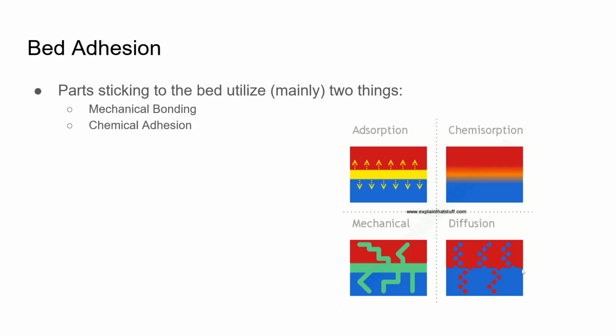Same with diffusion, right? Diffusion is where your particles actually swap. So some of the particles of the bed get diffused into your print, and some of your print gets diffused into the bed, and that's usually a strong adhesive bond, but that's also something we don't really want. So usually, adsorption and mechanical bonding is what we have for bed adhesion with 3D printing.